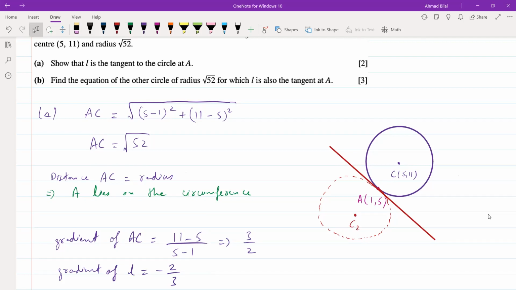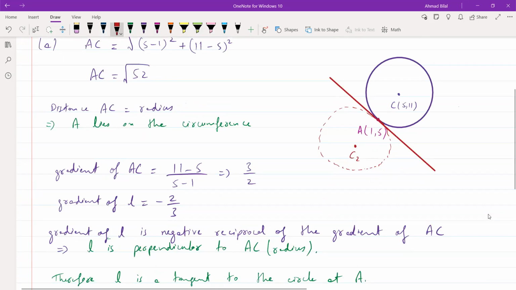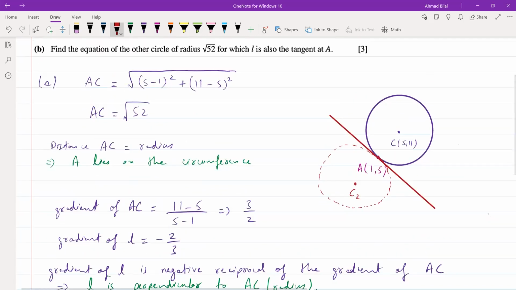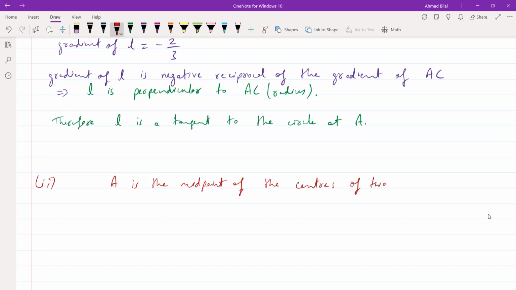It's right here. How do you find the coordinates of the center of the circle? Any idea? We did that yesterday, I think. Using the vector method, A is going to be the midpoint of C and C2. So we use that. A is the midpoint of the centers of the two circles.